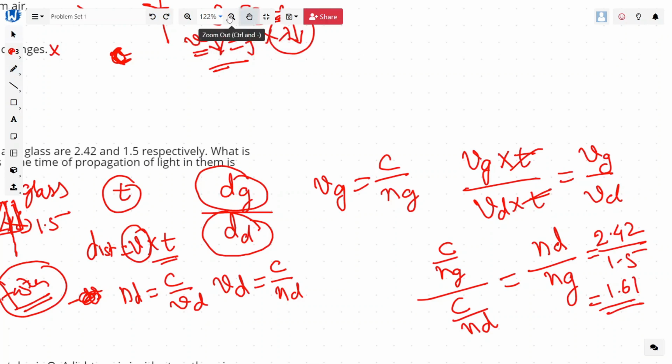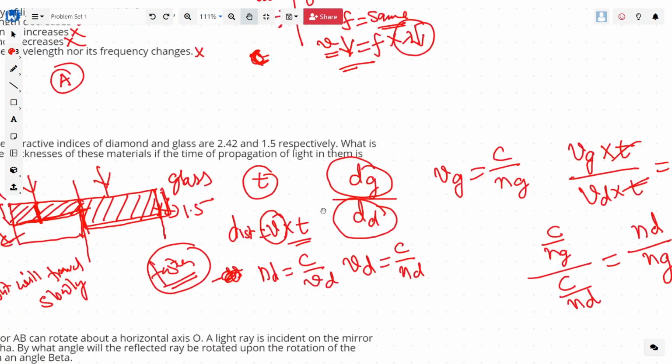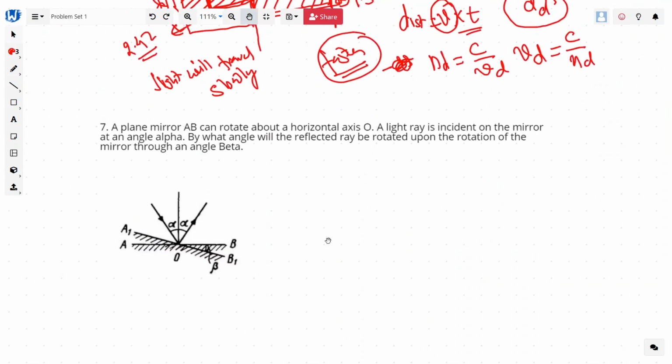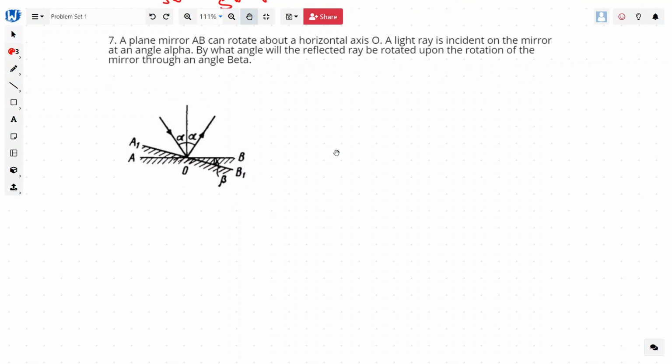So sometimes the question will ask for the ratios, and if we know the fundamentals, we'll be able to calculate that very simply. Now, moving on, here we have a plane mirror AB which can rotate about a horizontal axis O. So just look at the picture first. The plane mirror AB can reflect the light. If the light is coming like this, it reflects like that, and the mirror can rotate about this axis O. The light ray is incident on the mirror at an angle alpha. By what angle will the reflected ray be rotated upon the rotation of the mirror through an angle beta?